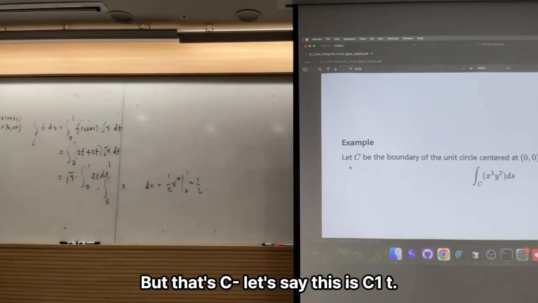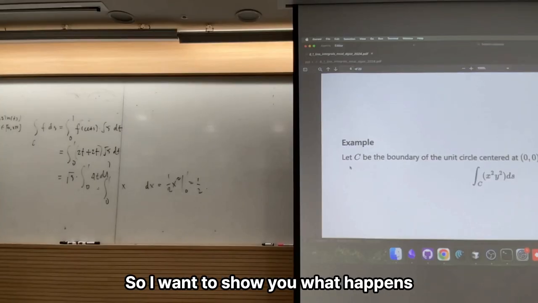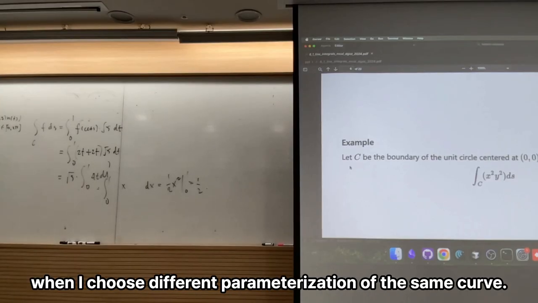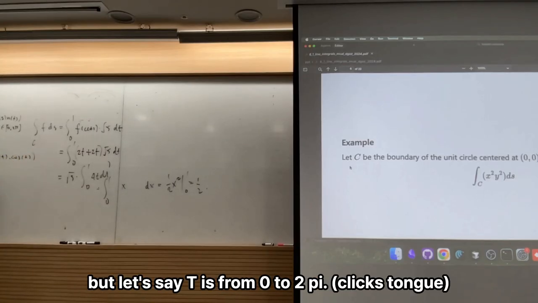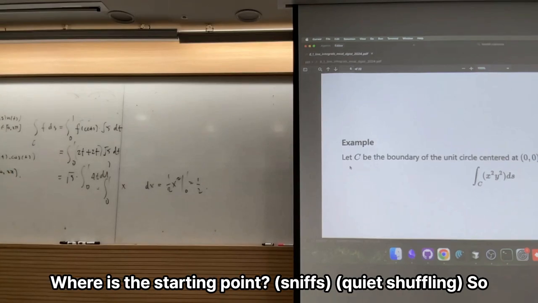Let's say this is c1 of t. But there's another parameterization. I want to show you what happens when I choose a different parameterization of the same curve. So let's say we have sine t and cosine t, with t from 0 to 2 pi. Where is the starting point?